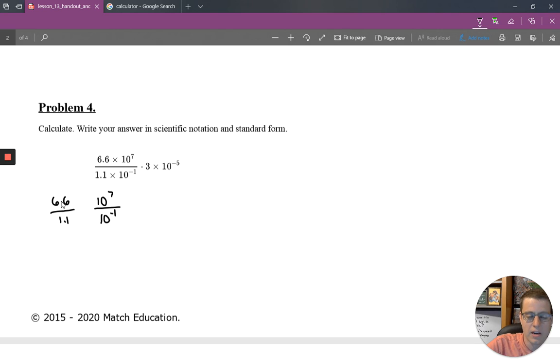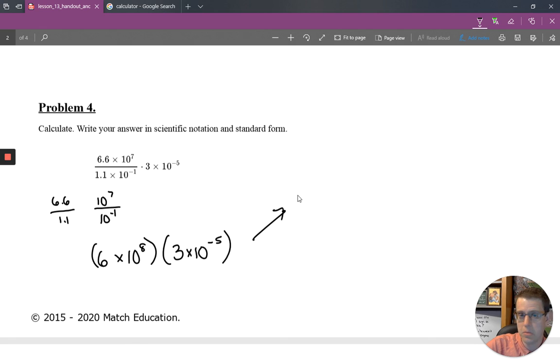6.6 divided by 1.1 is simply 6. And then 10 to the 7th divided by 10 to the negative first, 7 minus negative 1 is 8. This is 6 times 10 to the 8th. And now we're going to multiply that by 3 times 10 to the negative 5th. Perfect. For this question, I'm going a little bit slower on this last example.